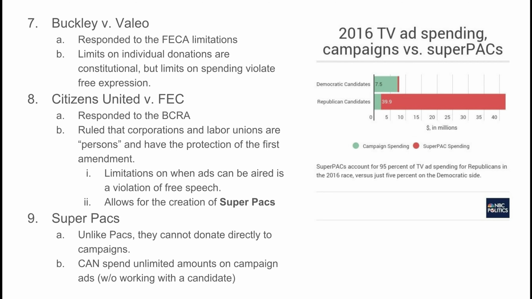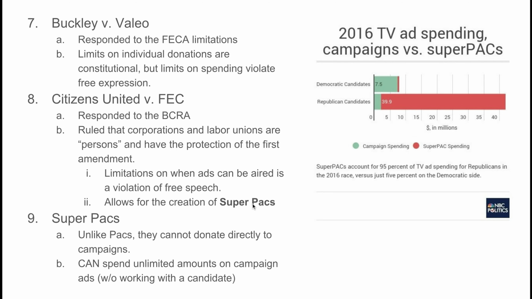And what it said was that corporations and labor unions are people. And because they are people, they have First Amendment rights. And so that meant that there can be no limitations on when ads can be aired, because that would be a violation of your free speech. When can you speak? Something I didn't mention earlier, but the BCRA had limitations on when ads could be aired. For instance, right before an election, you couldn't have any of these ads coming out from these interest groups. And that was ruled to be a violation of their First Amendment rights. It also said that you couldn't prevent how much these interest groups spent and raised for campaign ads.